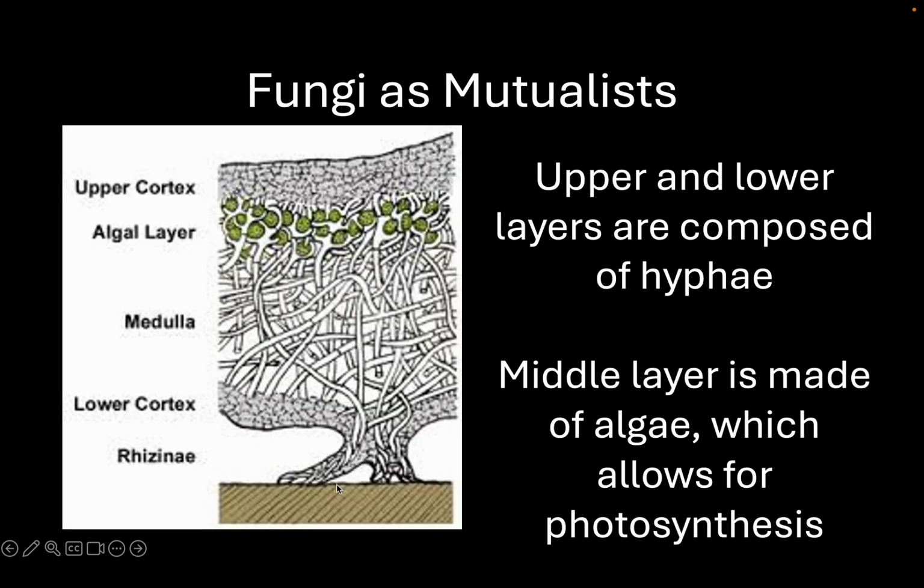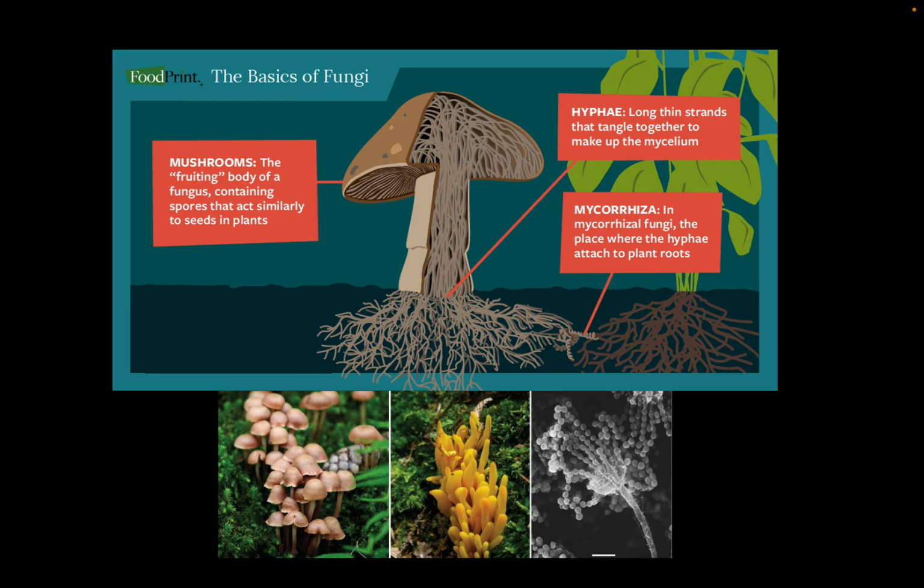And this, you don't need to know this, but the upper and lower layers of lichen are composed of hyphae, and this middle layer here is an algal layer, and that's where the cyanobacteria of these organisms resides and helps provide energy for lichen. Okay, so just the super basics here.